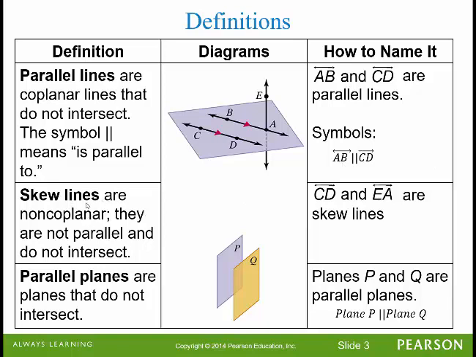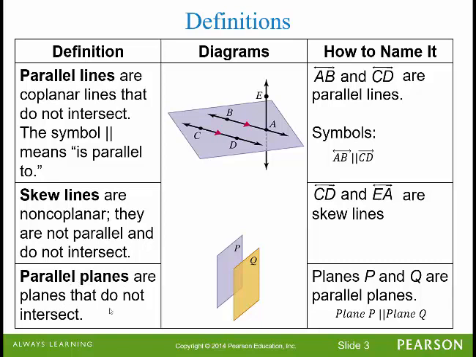All right, skew lines are non-coplanar, and they are not parallel and they do not intersect. For example, line CD here and line EA, these are skew lines. They're not in the same plane. They do not intersect, right? Line CD lies in this plane, EA lies in another plane. So we just say CD and EA are skew lines. There's no symbol for that. We'll just call them skew lines.